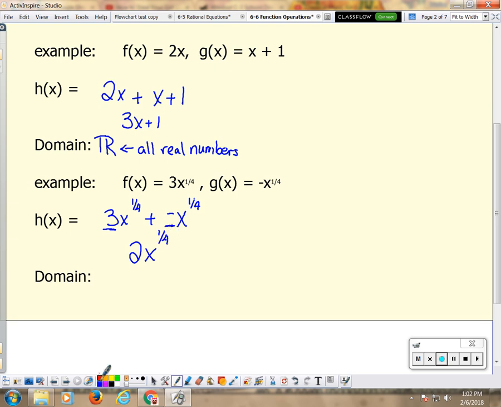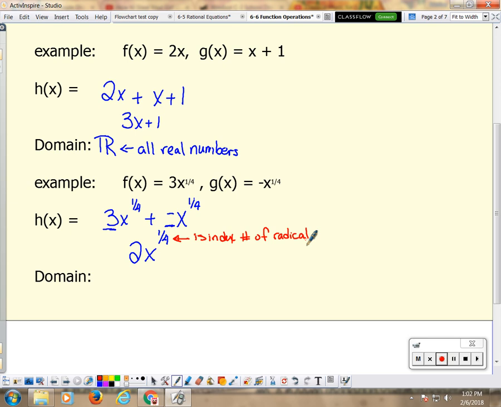Now, if you remember from the other day, when you have a fractional exponent, the denominator is the index number from our radical. So I can't have an even number there. If that is an even number, I cannot take the root of a negative number. I can't have a negative x in this case. Any x that's negative is not going to work because I can't take the square root or the fourth root or the sixth root or the eighth root of a negative number.